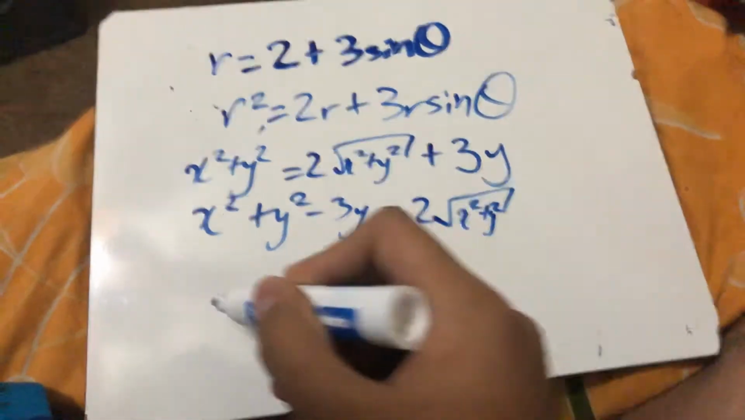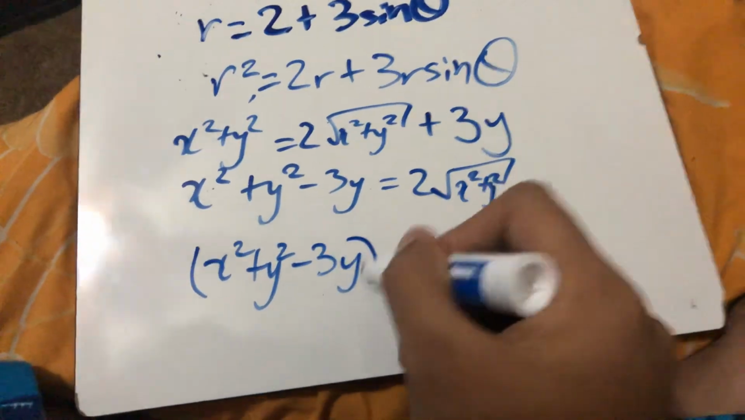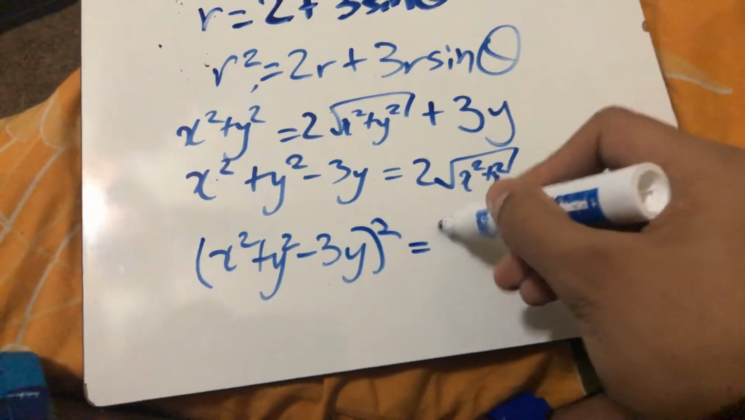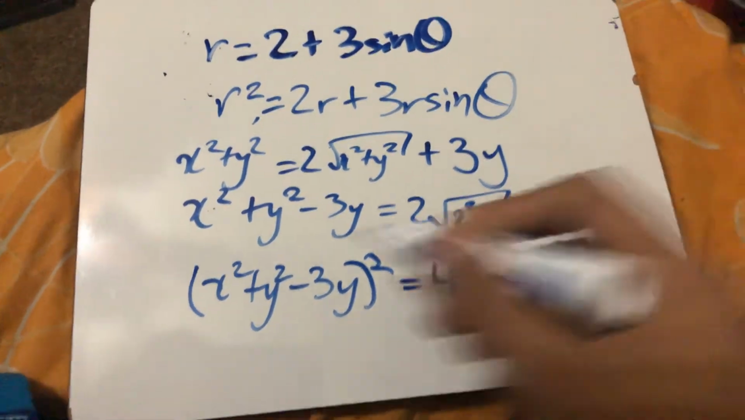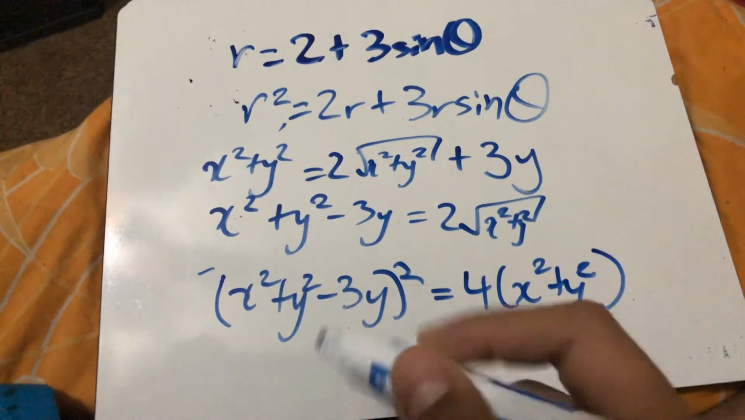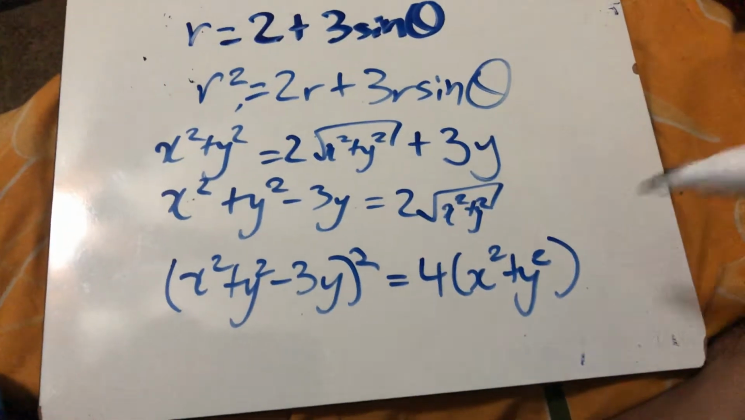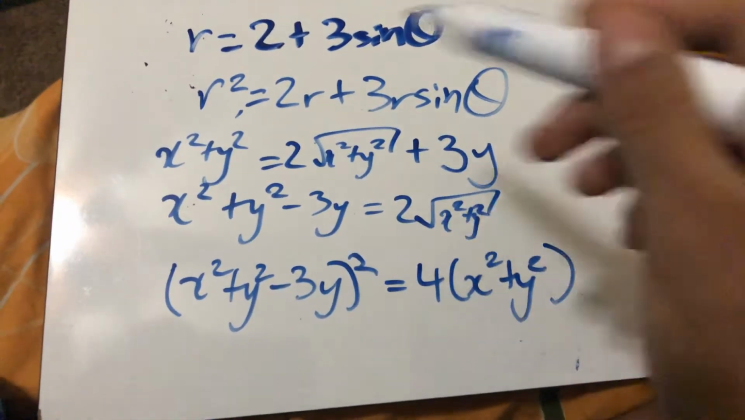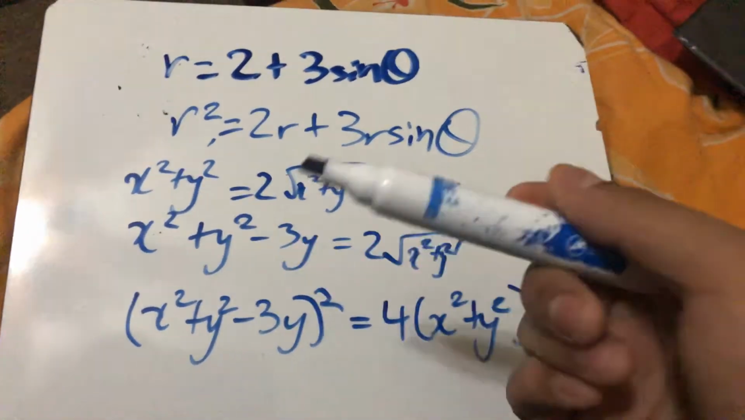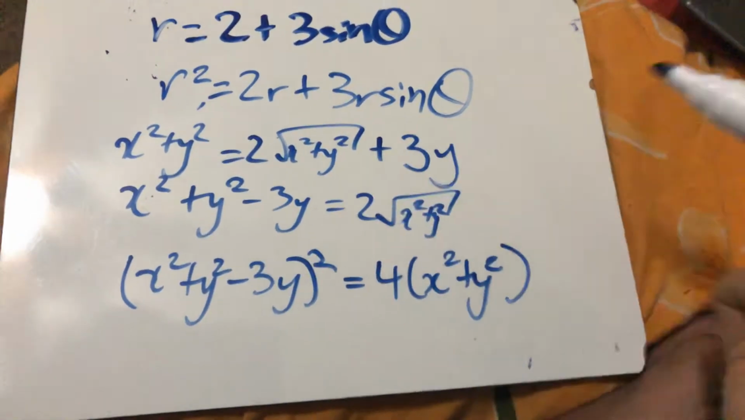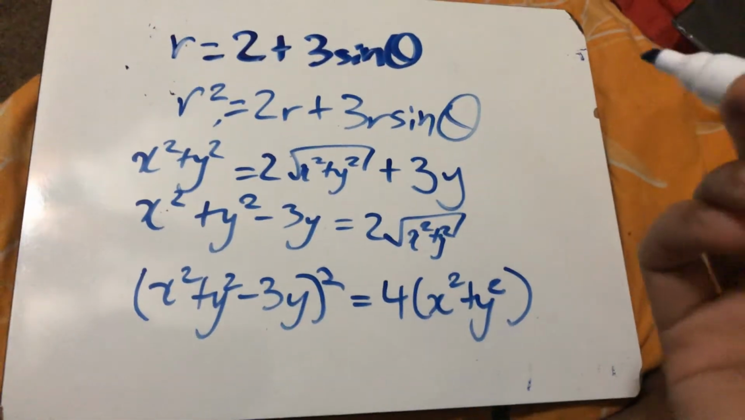If we square both sides, we'll get x squared plus y squared minus 3y, that whole quantity squared, is equal to 4 times the quantity x squared plus y squared. I'd honestly just leave it like that. Judging from our last one, which was a circle, I'm guessing this one will be a circle. I don't know, I haven't graphed it. You can try that on your own and see if that works.